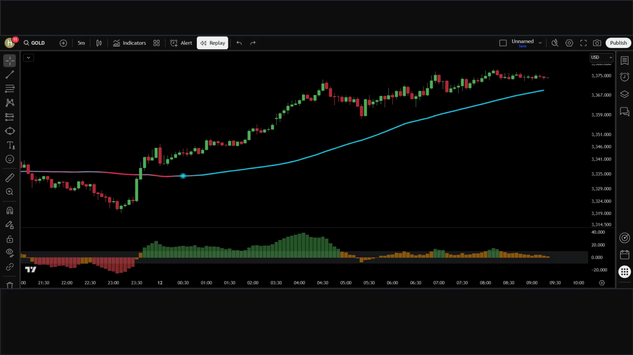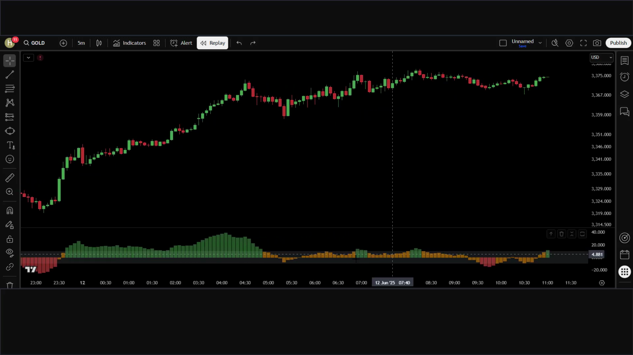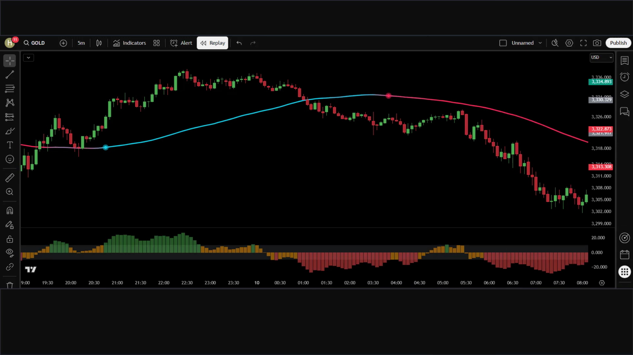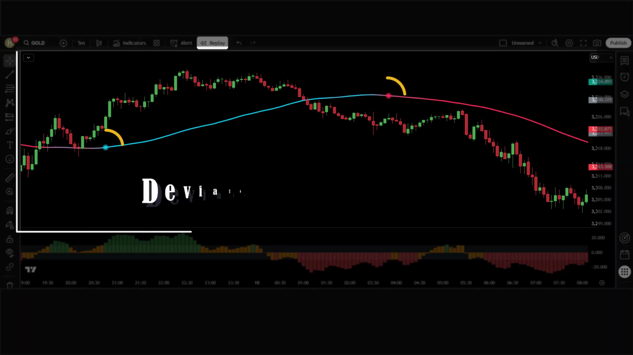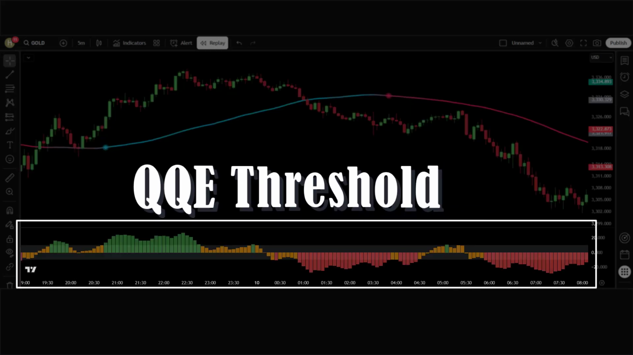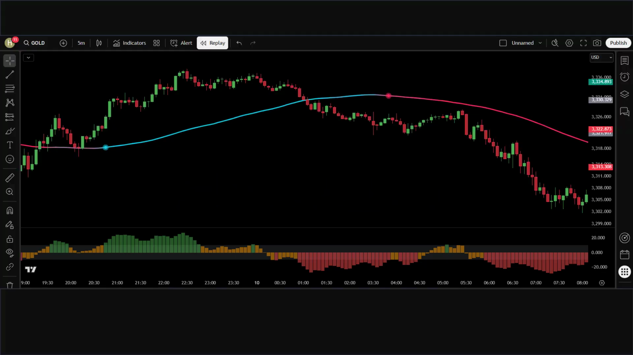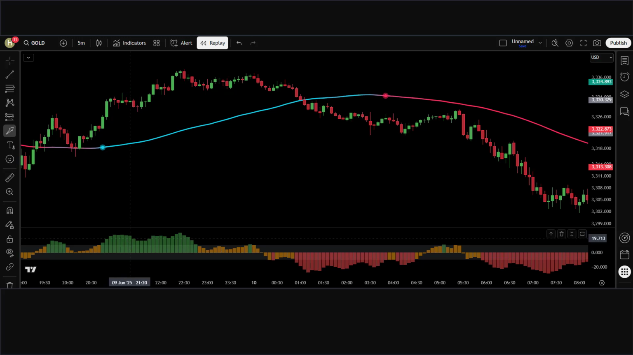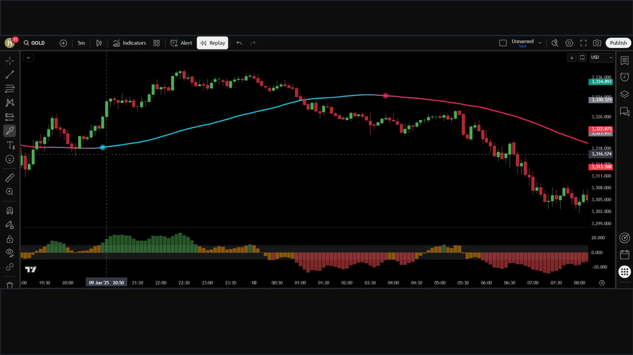Let's jump into the chart and see how it works in live action. The buy-sell signal indicator that we see in the chart is called deviation trend profile. And the bottom indicator that we can see in the chart is called QQE threshold. Now let's understand the concept where we will take buy and sell trades based on their conditions.